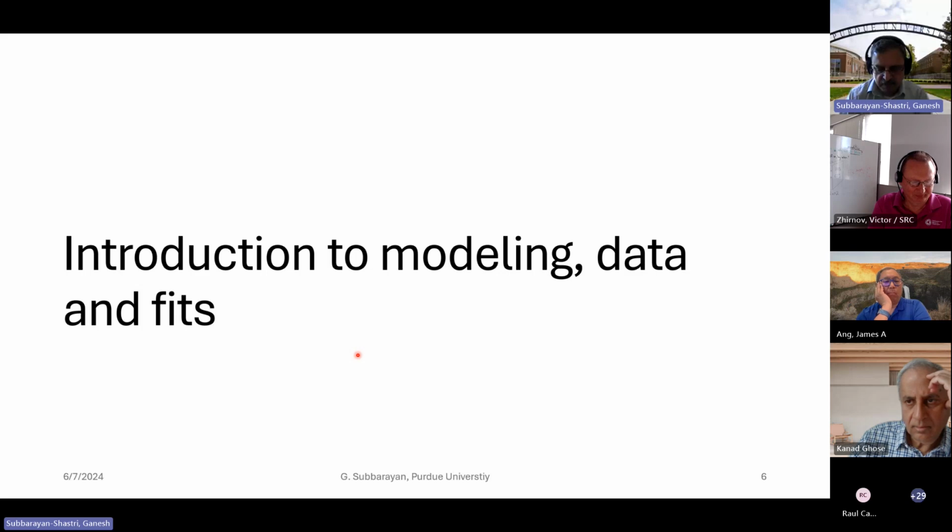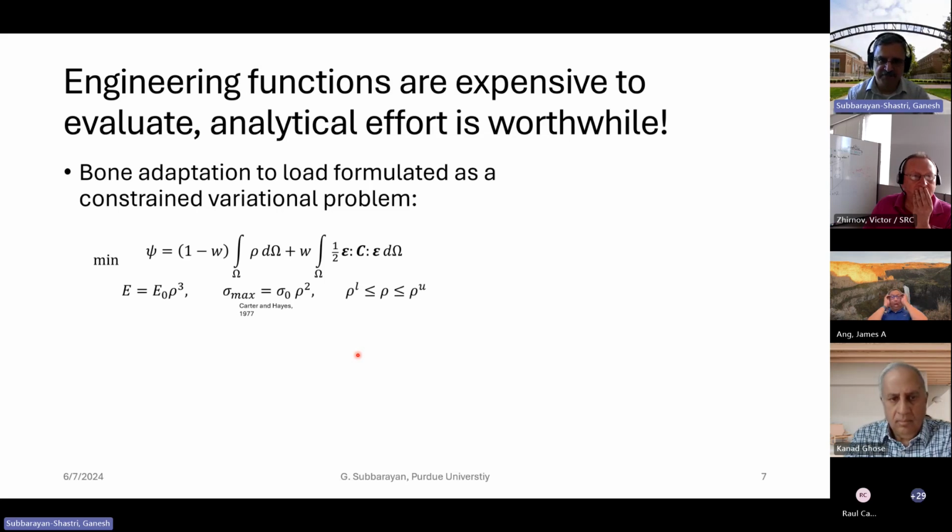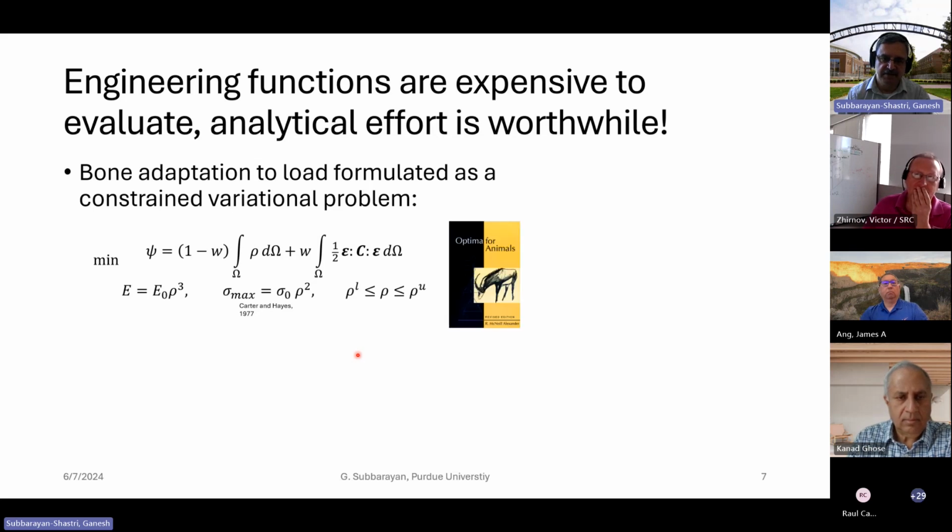first into introduction into modeling, data, and fits. Many of these are things that we know already, but nevertheless, I thought it would be useful to level set us. Let me start with an example. Generally, engineering functions, anytime we have to evaluate performance, that's what I mean by engineering function. From a mathematical perspective, it's a function. Any performance evaluation is really an evaluation of a mathematical function. Those are expensive to evaluate, and any sort of analytical effort that one can put in is worthwhile.